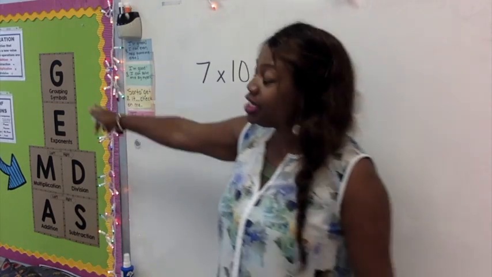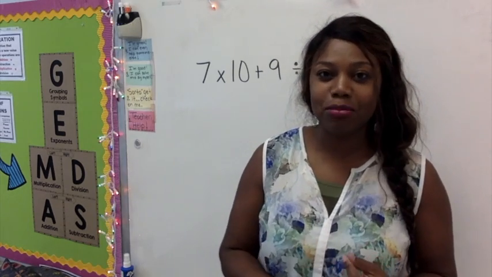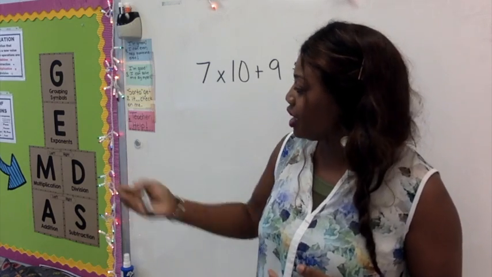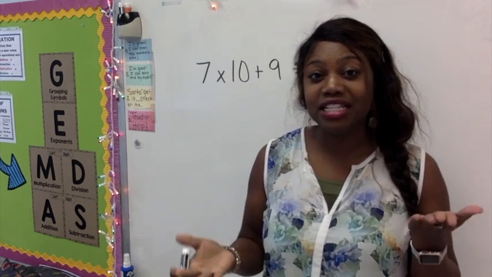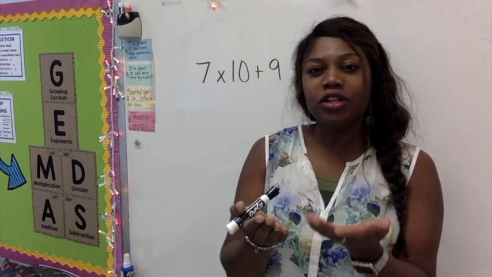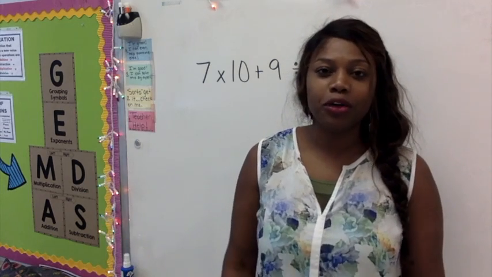The G is for grouping symbols. That's all your parentheses, brackets, and braces. Then we check for E, exponents. After that, we look for multiplication and division. These two operations are equally important, so we just look at our problem, and whichever one happens to be first, we solve in that order, left to right.